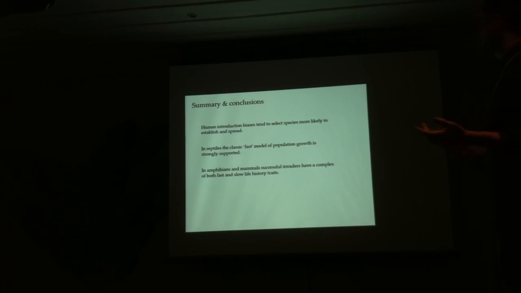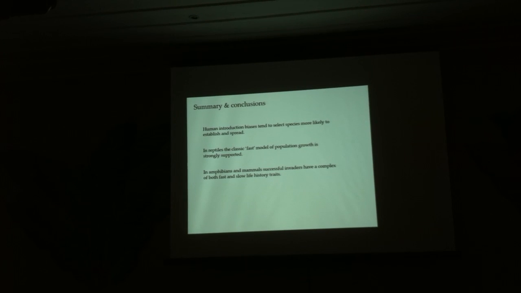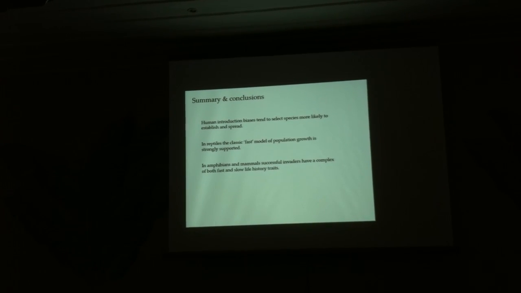Just to wrap up very quickly, human introduction biases tend to select species that are likely to establish and spread. In reptiles, the classic fast advantage model is strongly supported, whereas in amphibians and mammals, neither model is strongly supported. The most successful species are ones that possess a rather unusual combination of traits.